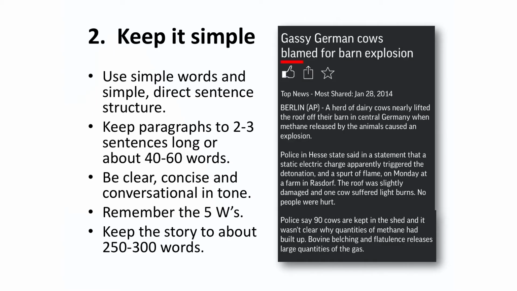So that's point one. The next important thing to remember is to keep your writing and your prose simple. You want to use simple words, simple sentence structure, paragraphs of 2 to 3 sentences at the most. You want to be clear and concise and conversational in the tone that you're using in the writing. You want to journalistically think of those 5 W's: who, what, where, when, why. And typically your mobile story, you're keeping to about 250 to 300 words. It's not a super long narrative. So it's a small, compact mini story.